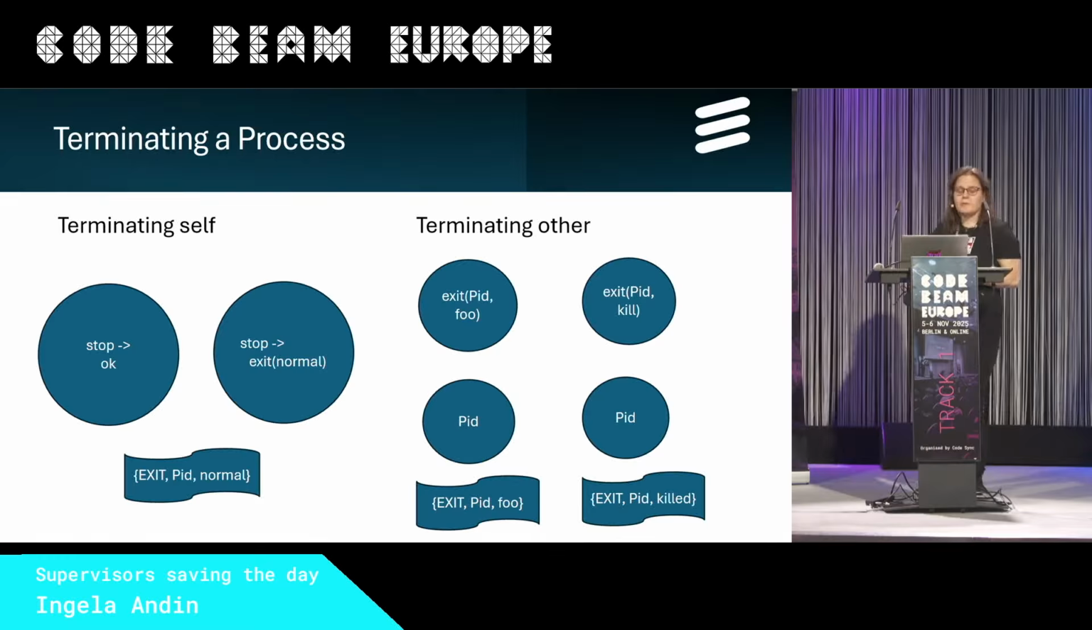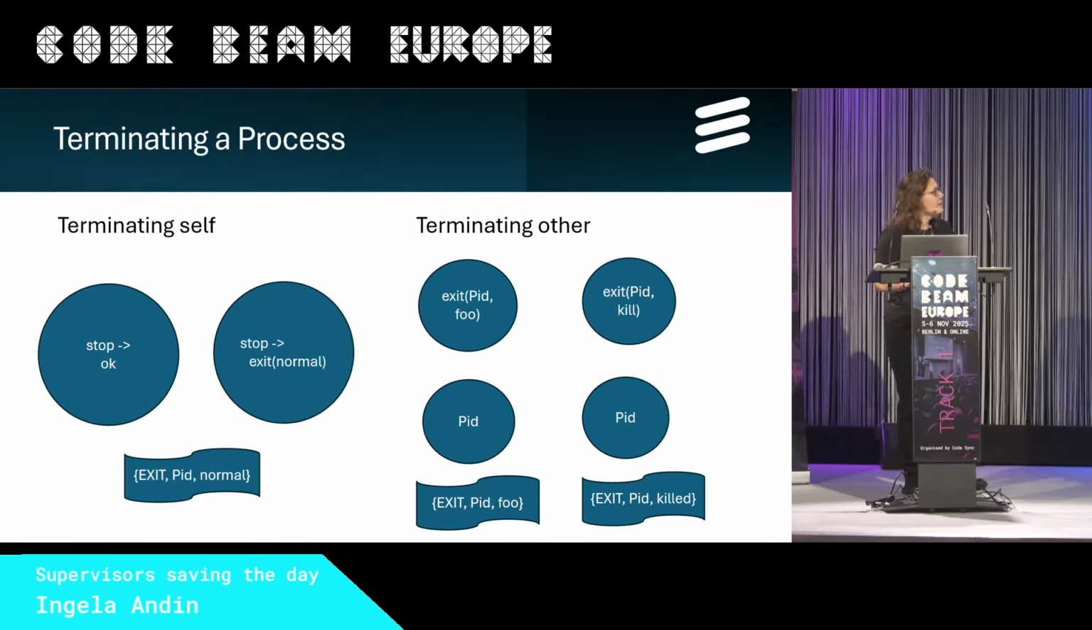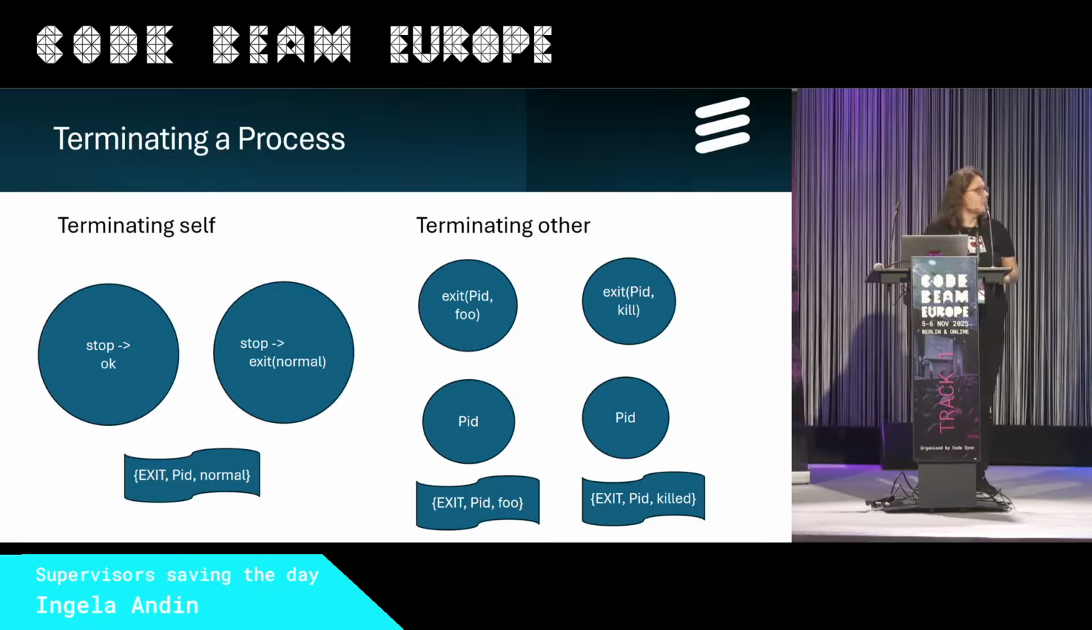And also, how do we terminate processes in Erlang? Well, the most normal way is that we have no more code to execute, and we terminate normally. And when we terminate normally, we will not crash our linked processes. And this is equivalent to calling exit with the reason normal.